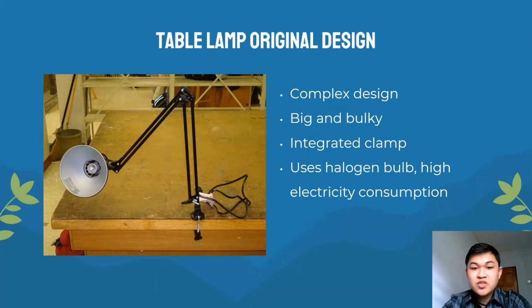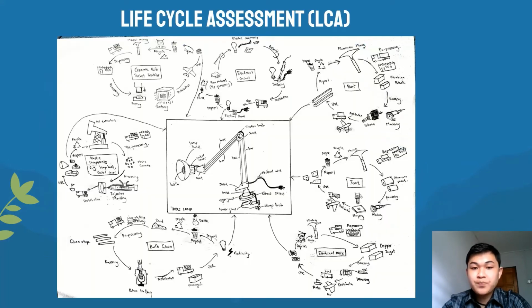Hi, my name is Chiew and I will continue the presentation with the analysis of our selected product, the table lamp. This is the original design of the table lamp, which is quite complex and involves many components. Besides, its form factor is big and bulky and it has a clamp integrated into the design. It also uses a halogen bulb, which results in high electricity consumption.